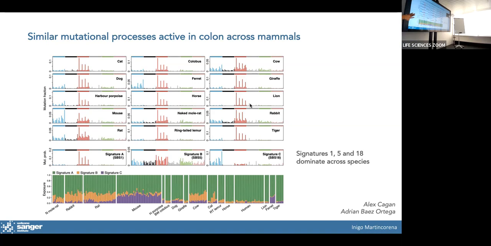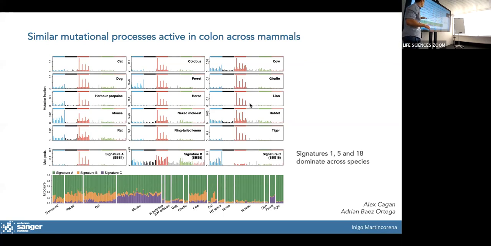So what we found was that, basically, what you can see is that the plots are quite similar across species. And this was, well, unexpected to us at the time, but the same three mutational processes, which you can deconvolute using non-negative matrix factorization, the mutational signatures field. You can deconvolute this by looking at variation of different patterns in different species into three main components.